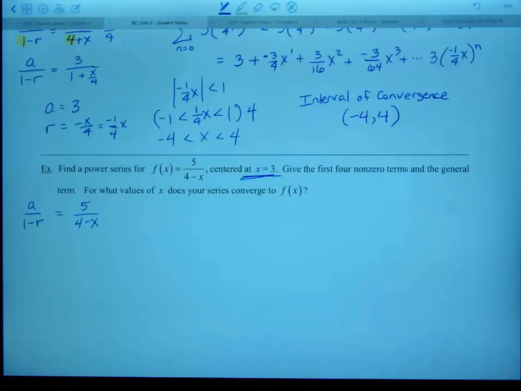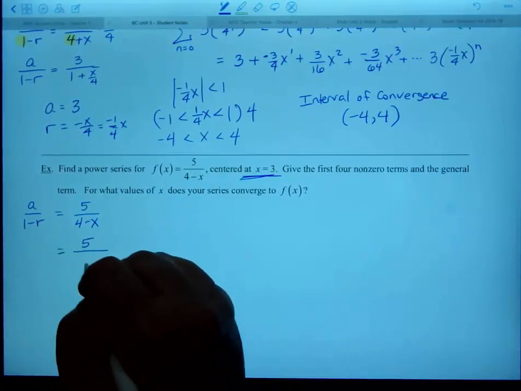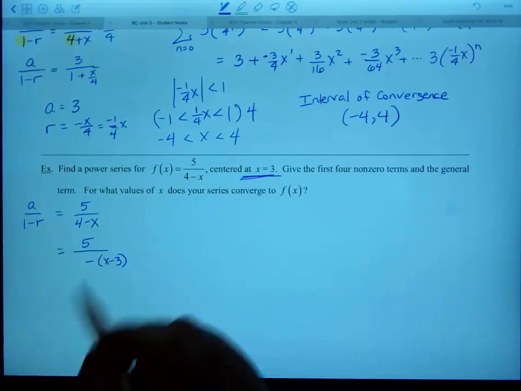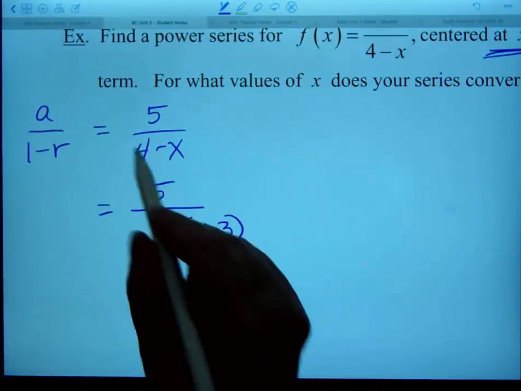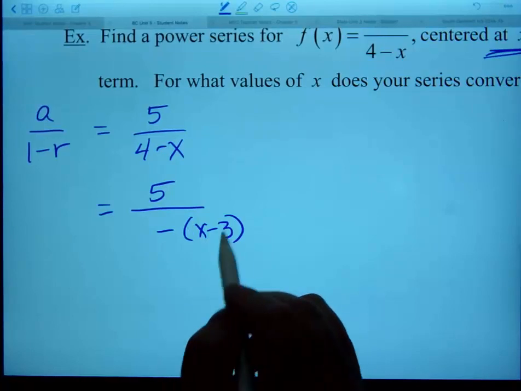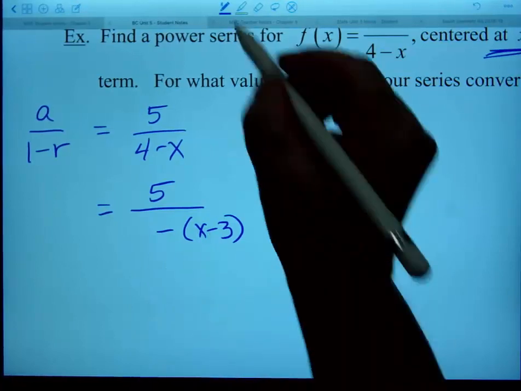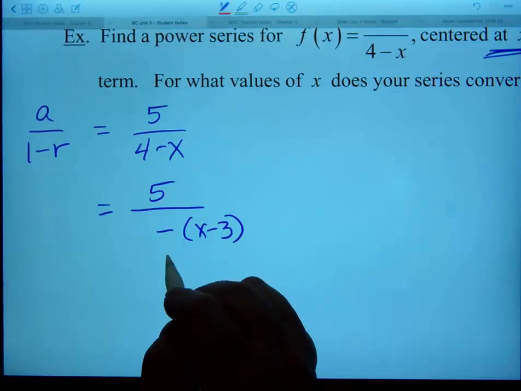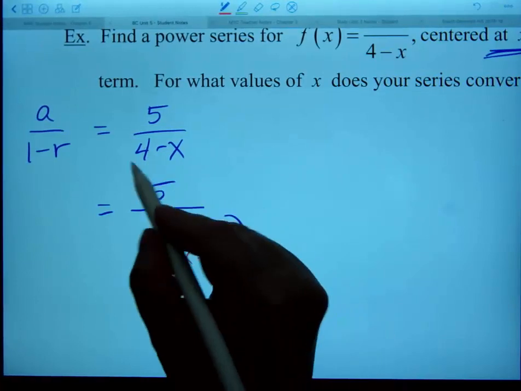Okay. Now, I have to make the bottom something minus x minus 3. Which means I'm going to take this 4. I'm going to blow this up. I'm going to take this 4 and I'm going to split it up. I have to have an x minus 3 here because it's centered at 3. Now, what I'm about to write is scratch work, so I'm going to write it in a different color. If I distribute this x, that would be minus x plus 3, right? How much of my 4 is left? 1.